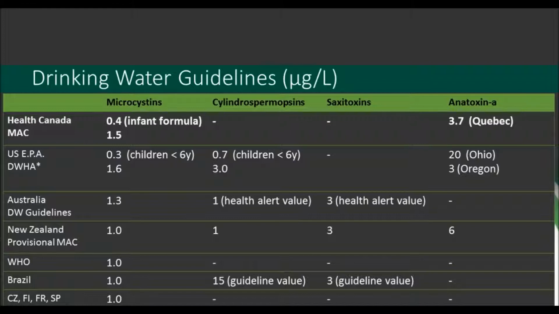As you can see, Quebec is the only province to have a guideline for any other cyanotoxins, which is anatoxin A, but no other provinces have taken up a guideline. In the US, some states now are looking at other limits for other toxins, but there is quite a variation there, and testing and monitoring is voluntary.